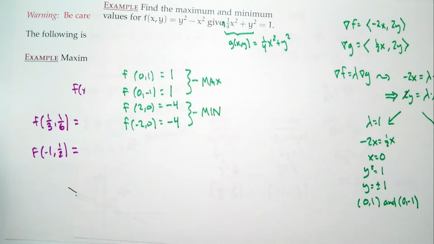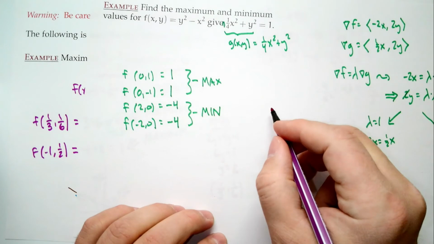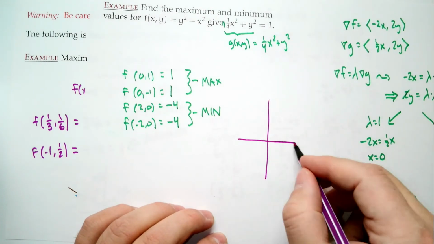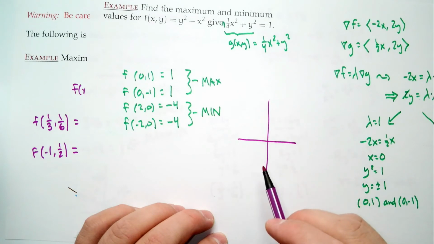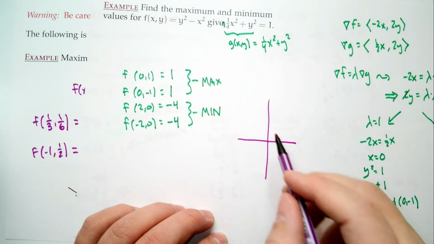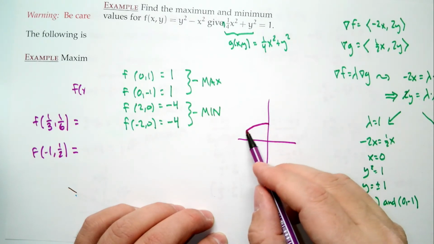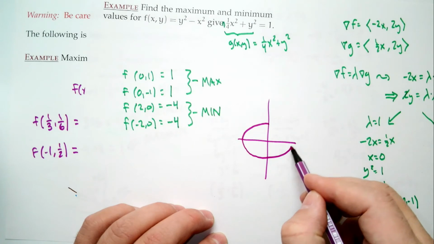Now, how do you answer that question? There's 2 ways to do it. Now, in this particular case, we get a freebie. If you sketch the curve 1/4 x squared plus y squared equals 1, what's the curve look like? It's almost like a circle. What is it? It's an ellipse. So it's a little bit wider in the x direction than it is in the y direction.